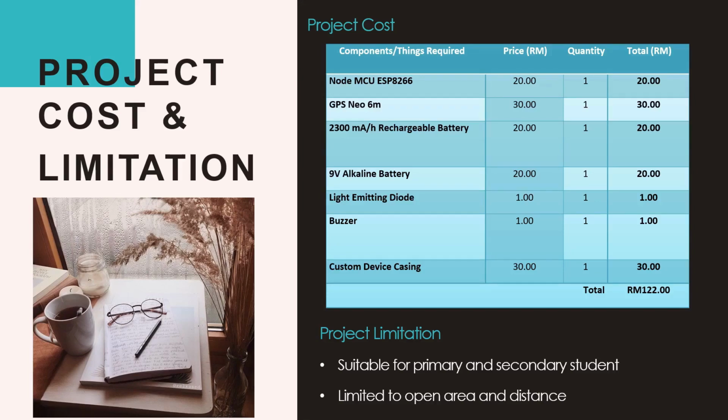Okay, thank you, Shahid. So I'm going to talk about the costing and the limitations of this project. As we can see here, it only costs around 122 ringgit. The components that take much cost are NodeMCU, GPS Neo, the batteries, and lastly, the custom device casing. The price range is around 20 ringgit to 30 ringgit for the hardware that I mentioned just now.